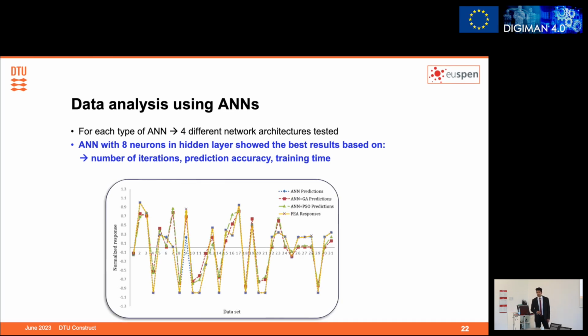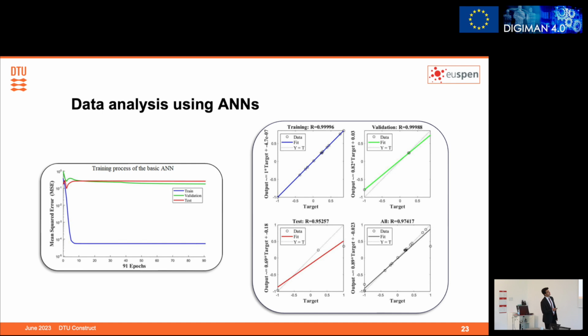And here you can see the training, validation, and test prediction accuracy of that basic artificial neural network. For example, for the test data set, it presents almost 95% accuracy.